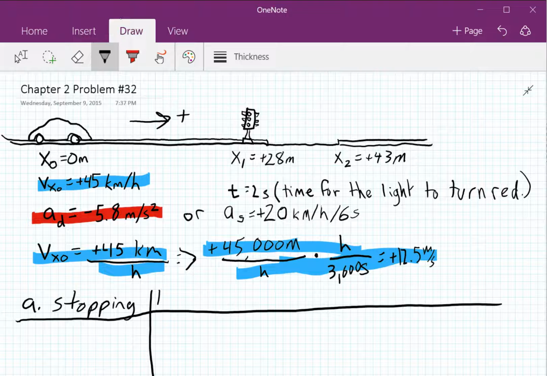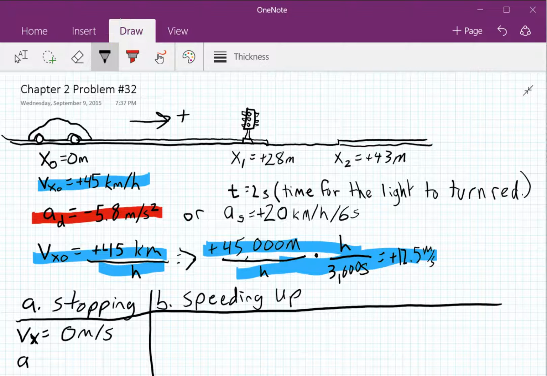Now, stopping, the final velocity, Vx final, is 0 meters per second, because that's the definition of a stop. And we already had a_x for deceleration was negative 5.8 meters per second squared. So we didn't need to do any conversions there. Basically what we did is just make sure we organized it so we knew where the stopping values are.